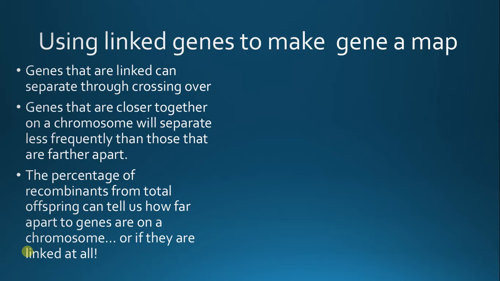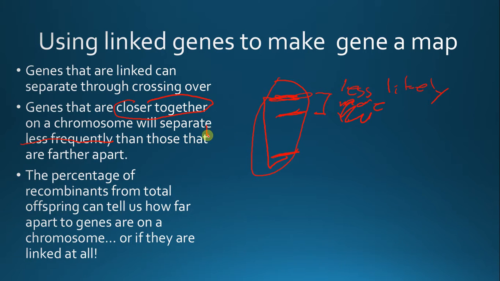Using linked genes to make a gene map. Genes that are linked can separate through crossing over. Genes that are closer together on a chromosome will separate less frequently than those that are farther apart. So if we have a chromosome, genes that are close together are less likely to cross over. Genes that are far apart are more likely to recombine from crossing over. The percentage of recombinants from total offspring can tell us how far apart genes are on a chromosome, or if they are linked at all.